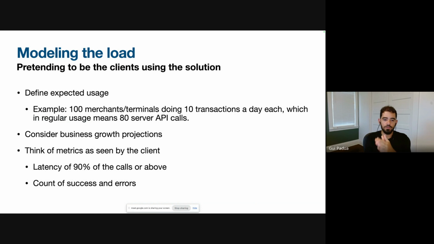And on the load side, you're pretending to be the client, and back to those two goals, right? You want it to be fast and reliable. So we just look at latency, the response time of 90% of the calls, and the count of successes and errors.